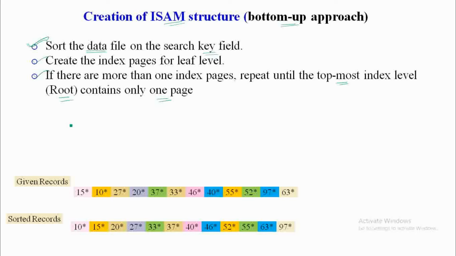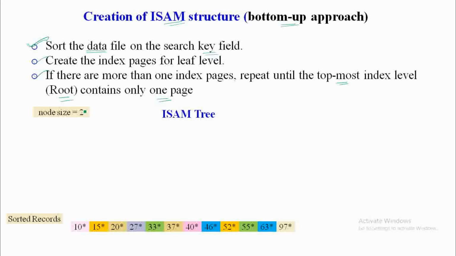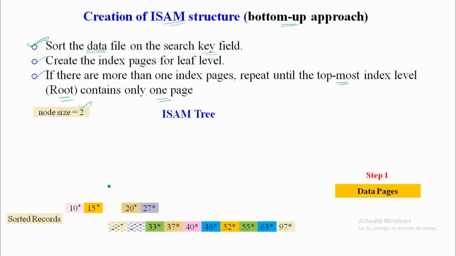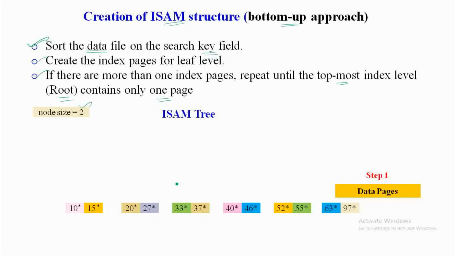Before creating an ISAM tree, we should decide the size of the nodes in the ISAM tree. What we assumed in this example is 2. So each node size in the ISAM tree is 2. To store these 12 records in leaf nodes, we need 6 leaf nodes. Now all these records are organized in the leaf nodes of an ISAM tree.